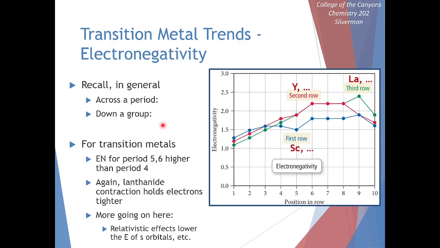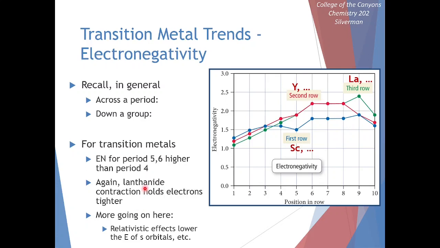Okay, for our transition metals, we're going to have a slightly different trend. The electronegativity for periods 5 and 6 ends up being much higher than it is for period 4, or at least a little bit higher than it is for period 4.